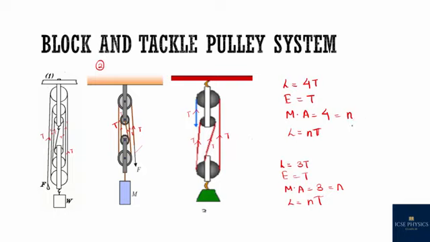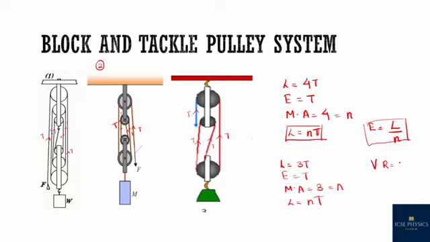Now what will be the effort? Effort is equal to load by N, right? Effort is tension here, and that is load by number of pulleys. So these are the two formulas. One is effort is load by number of pulleys, and load is equal to number of pulleys into effort or tension.